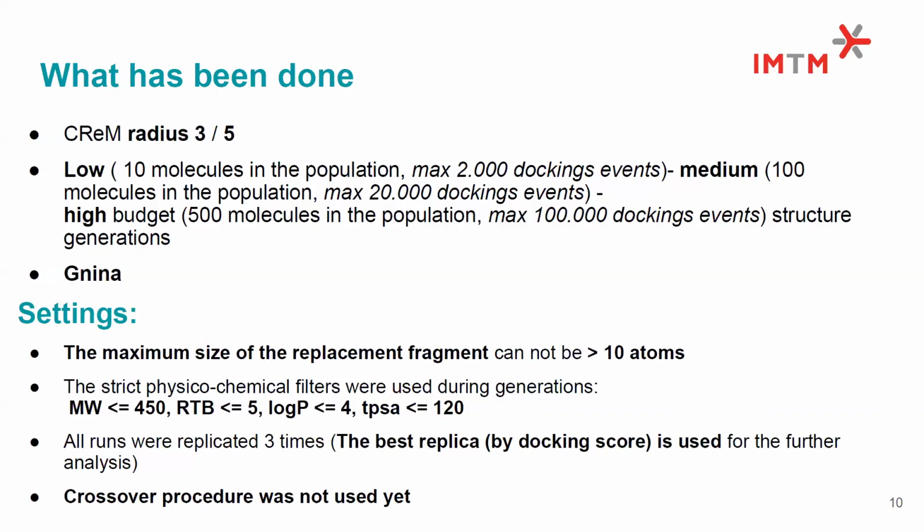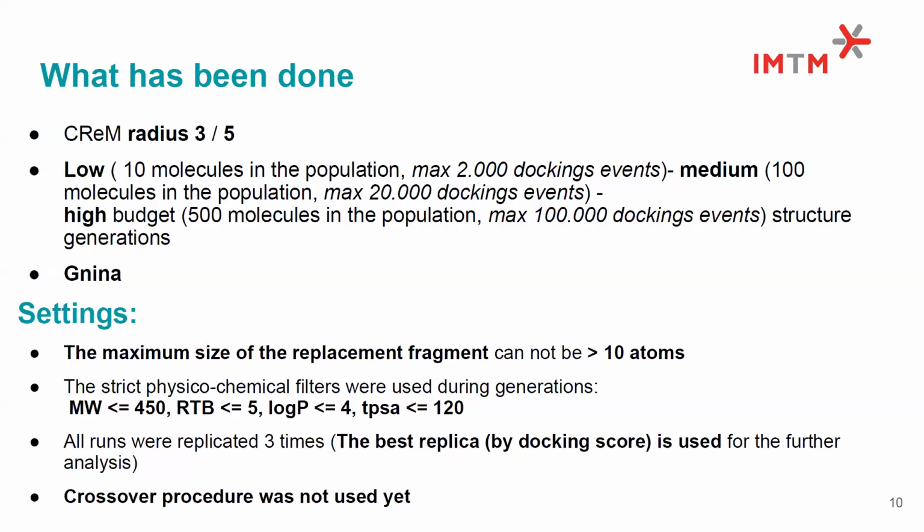So a maximum of 100,000 new molecules were generated. I'm showing only the results for Nina. We ran the same analysis and the same study for Vina, but we had problems that Vina couldn't reproduce the crystallographic pose from the beginning, so we decided to stick to Nina.